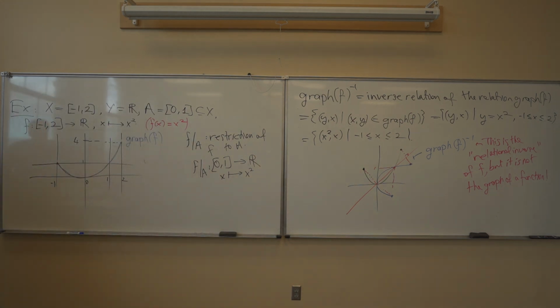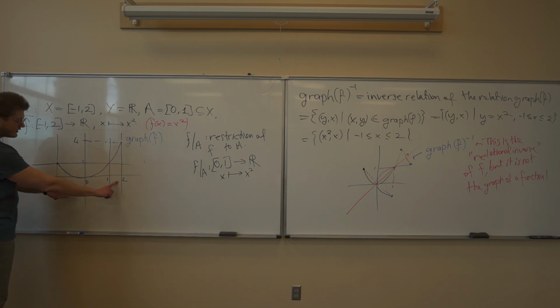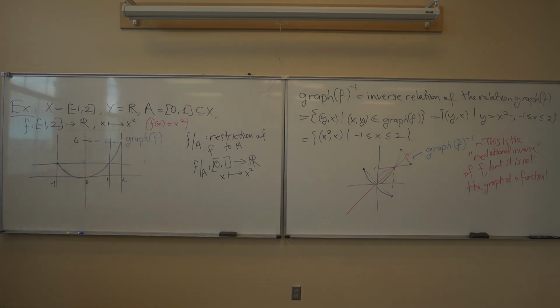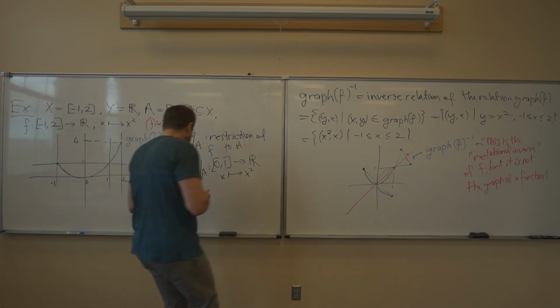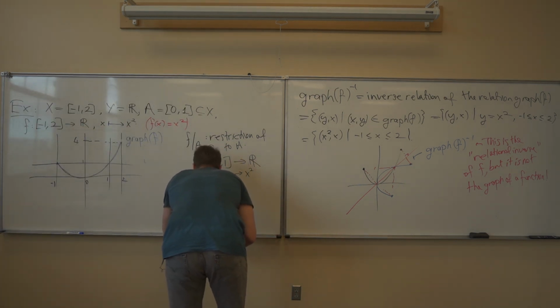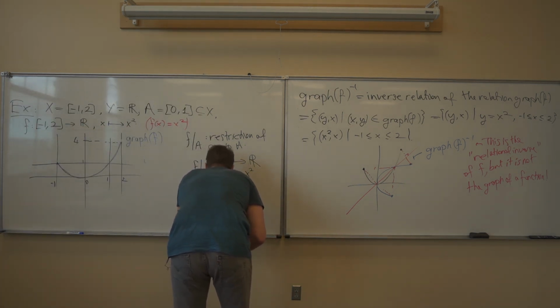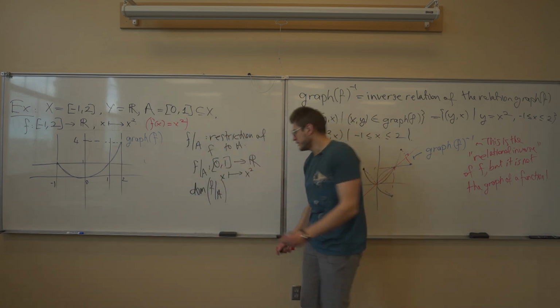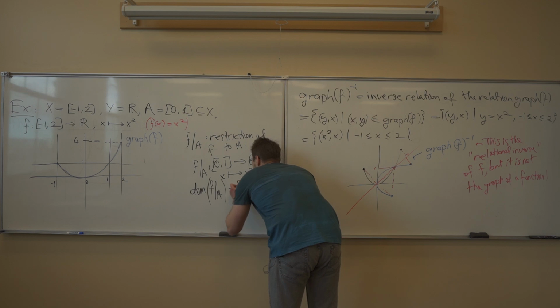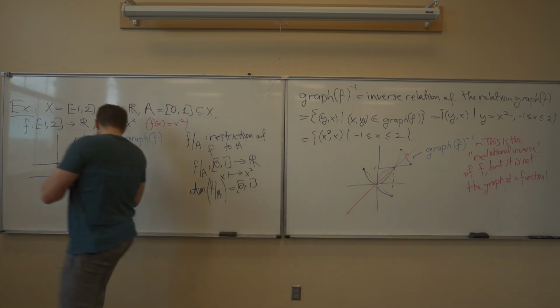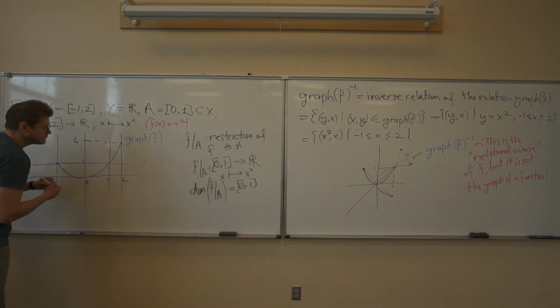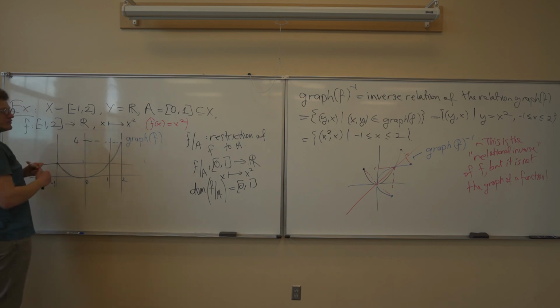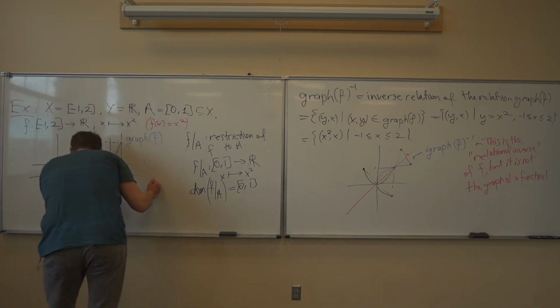Well, if I wanted to draw this, all I need to do is restrict my domain even further. So I can write the domain of f restricted to A, and this would be equal to [0, 1]. Its graph would be this smaller piece. It's a subset of the original subset. That was the graph.